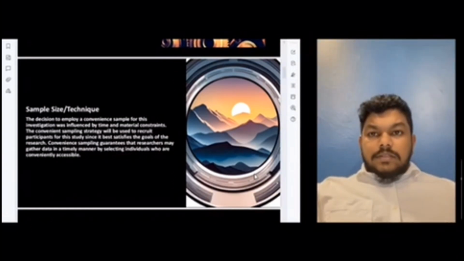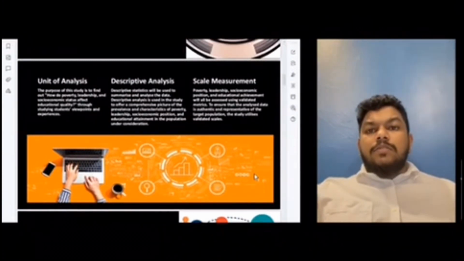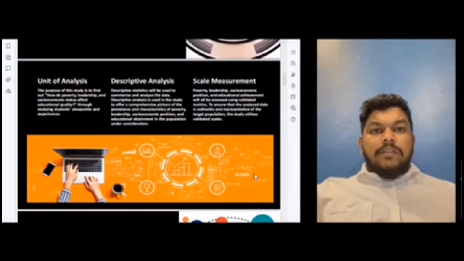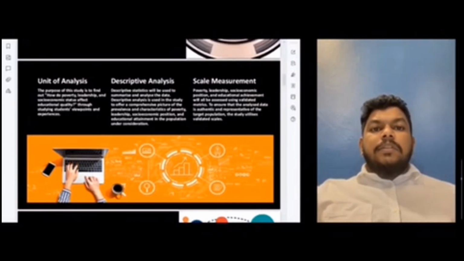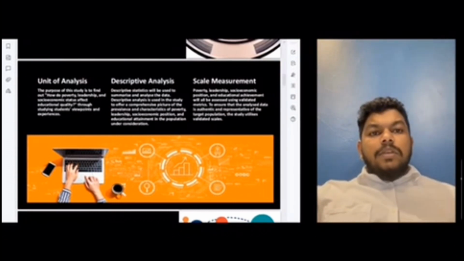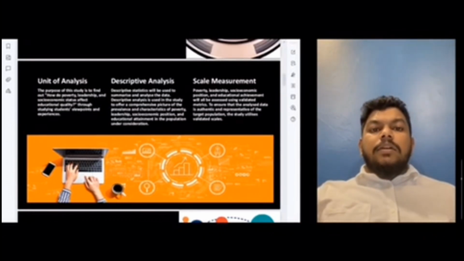Unit of analysis. The purpose of this study is to find out how poverty, leadership, and socioeconomic status affect educational quality through studying students' viewpoints and experience. Descriptive analysis. Descriptive statistics will be used to summarize and analyze the data. Descriptive analysis is used in the study to offer a comprehensive picture of the prevalence and characteristics of poverty, leadership, socioeconomic position, and educational attainment in the population under consideration.